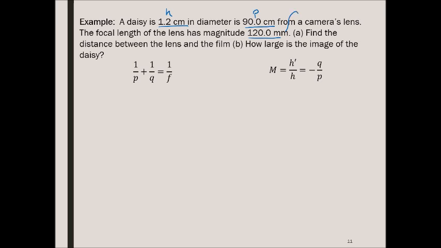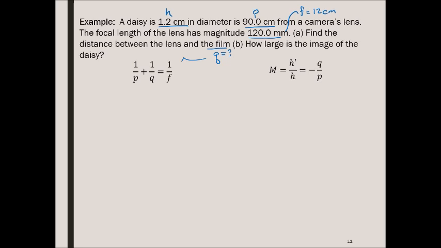But I want to work in one set of units. I'm going to say f is equal to 12 centimeters, so I don't have to do any more unit conversions. Then we want to find the distance between the lens and the film. The film is where I need my image to be in order to record it, so this is another way of saying my image distance. So we want to find Q.